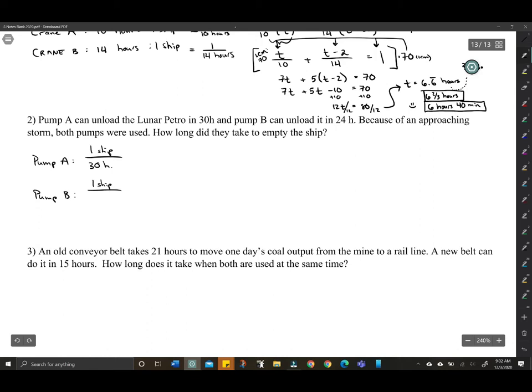Because of an approaching storm, both pumps are going to be used. And it doesn't say anything tricky with time, so we're just going to assume they start at the same time. So they're going to start at the same time.